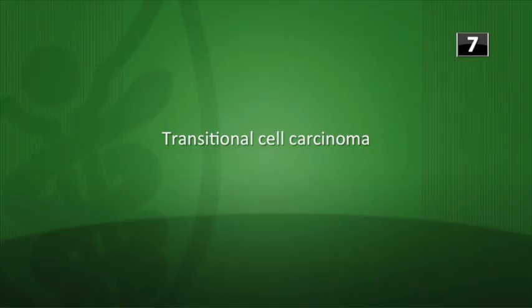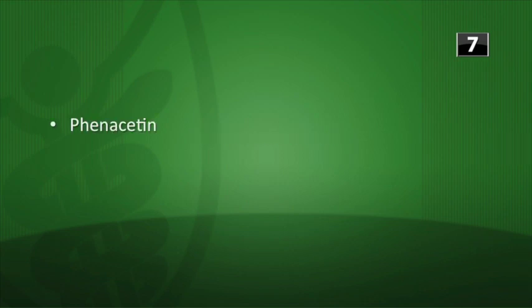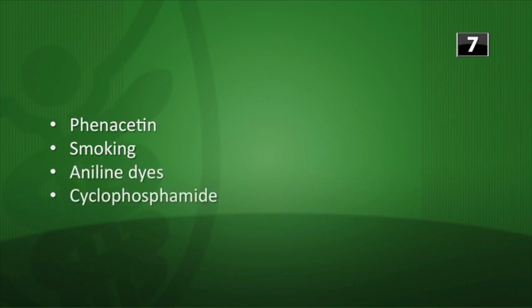Next question. What is the most common tumor of the urinary tract? What is the usual presenting complaint of a patient with this tumor? What substance exposure increases the risk of developing this tumor? So the first one here, what is the most common tumor of the urinary tract? That's going to be transitional cell carcinoma. What's the presentation? You're going to see painless hematuria. And then what substance exposures increase the risk of developing this tumor? That's going to be phenacetin, smoking is a huge one, aniline dyes, and cyclophosphamide.